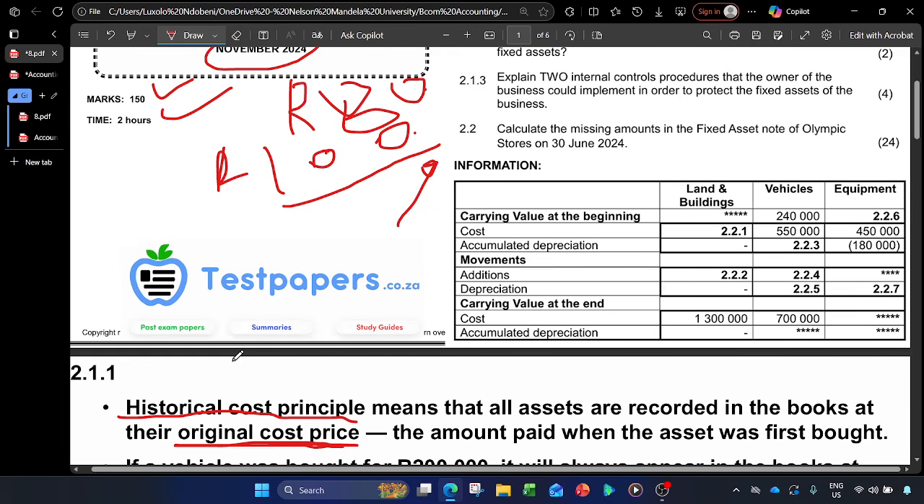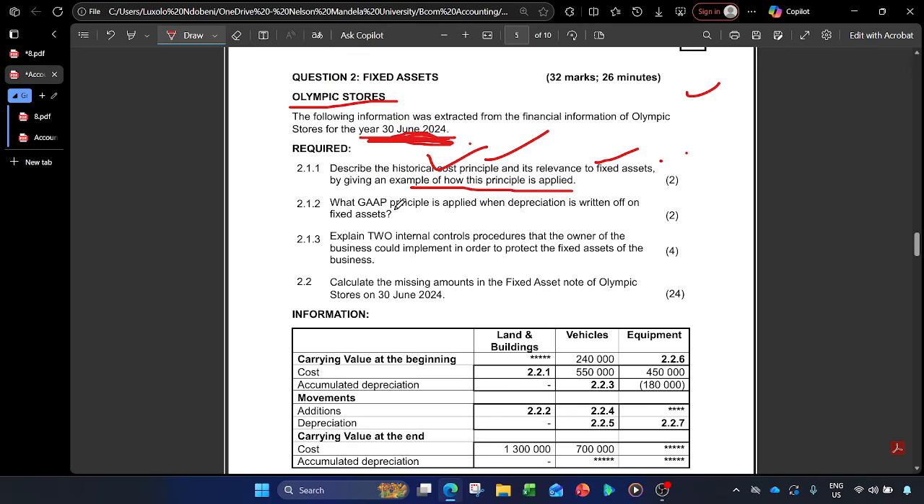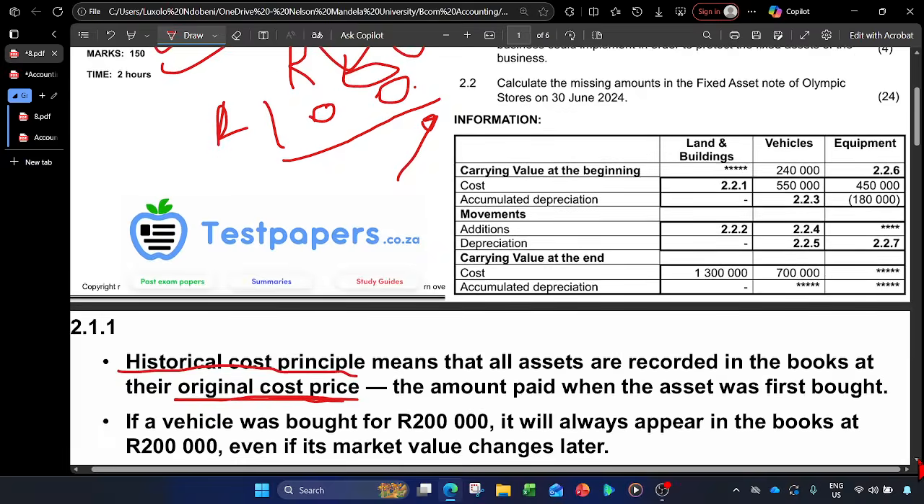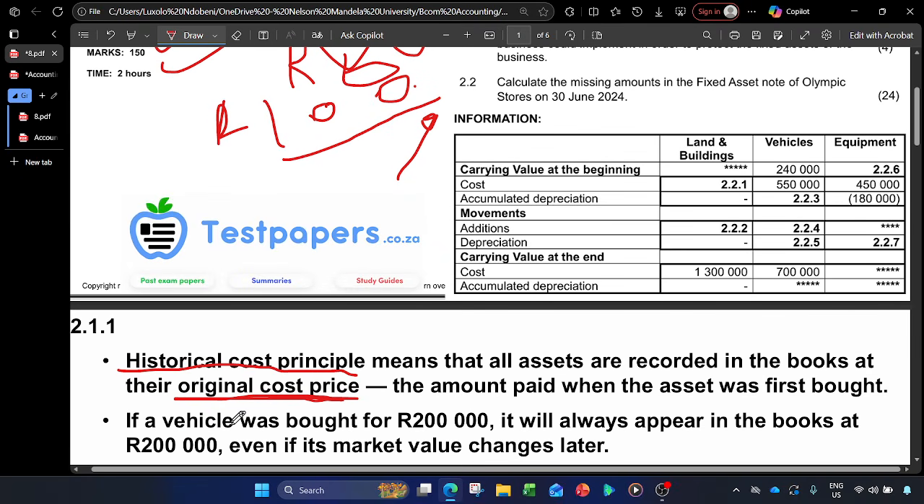According to historical cost, every asset that is recorded in the books of the business must be recorded at its original cost. Then the second question says, explain or describe the historical cost and its relevance to fixed assets by giving an example of how this principle is applied. As I said, those were my examples in numbers, but now let's see how you can express it theoretically. If a vehicle was bought for 200, it will always appear in the books of the business at 200, even if its market value changes later.